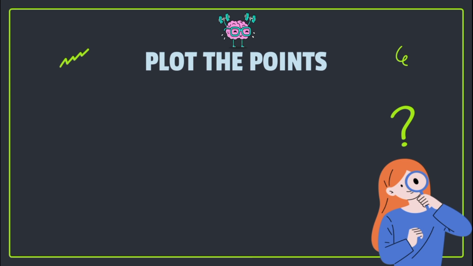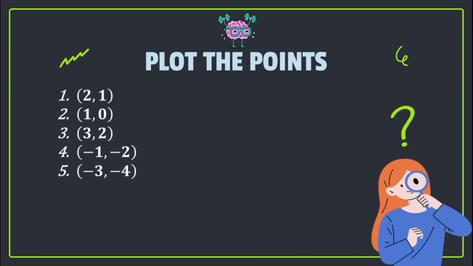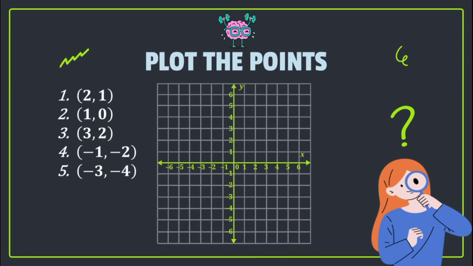Plot the points. Here we have ordered pairs and a Cartesian plane. What you need to do is to plot the points on the Cartesian plane. Feel free to pause the video in order for you to have enough time to answer this.